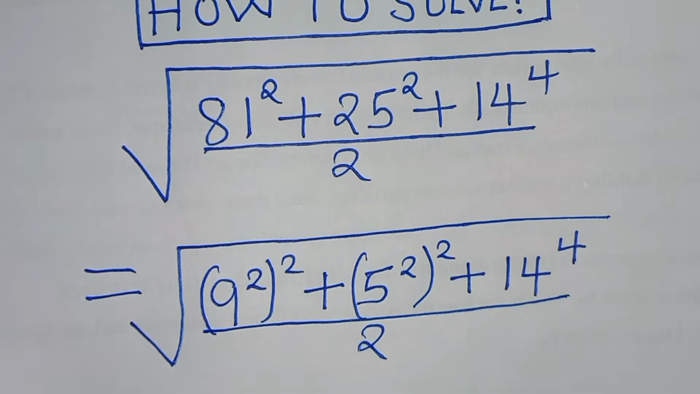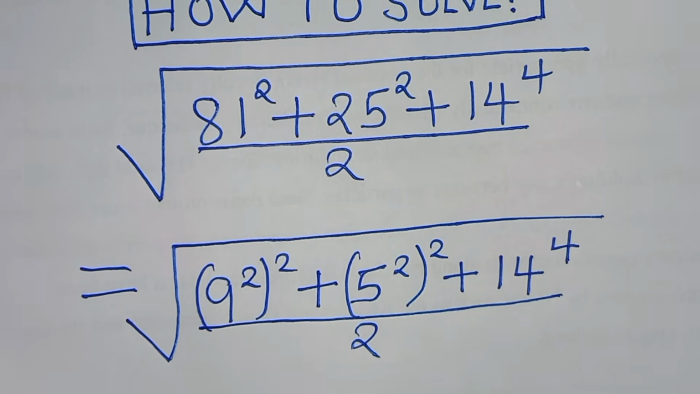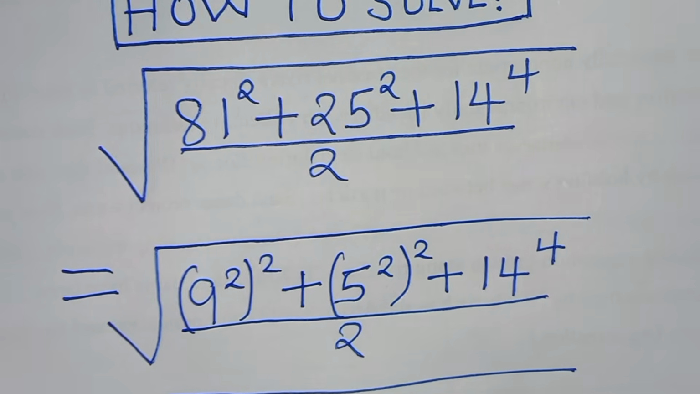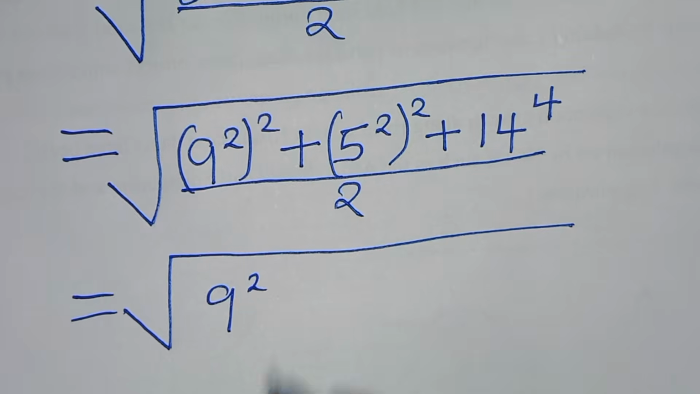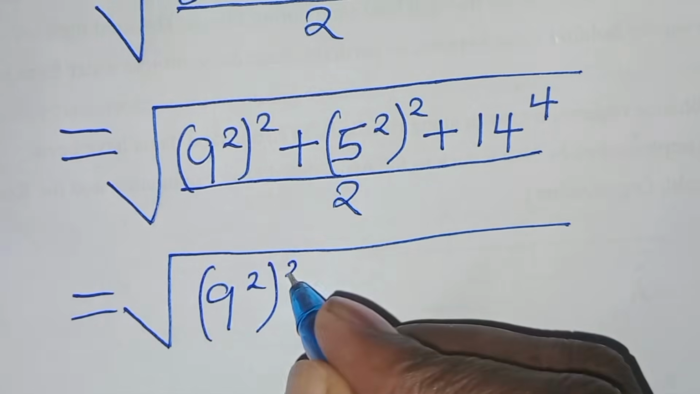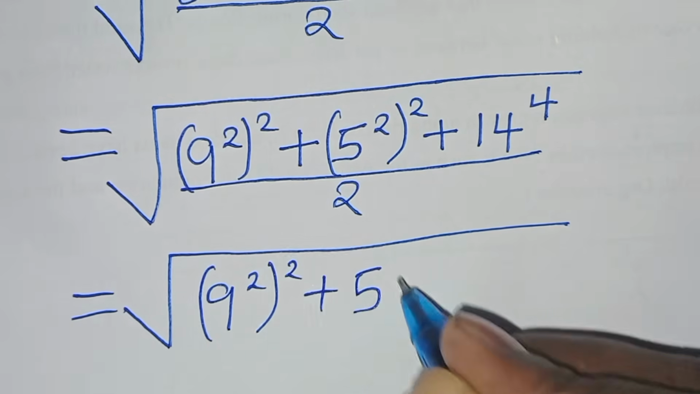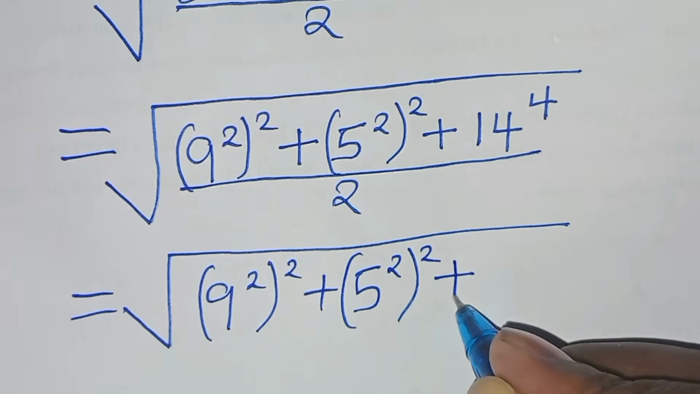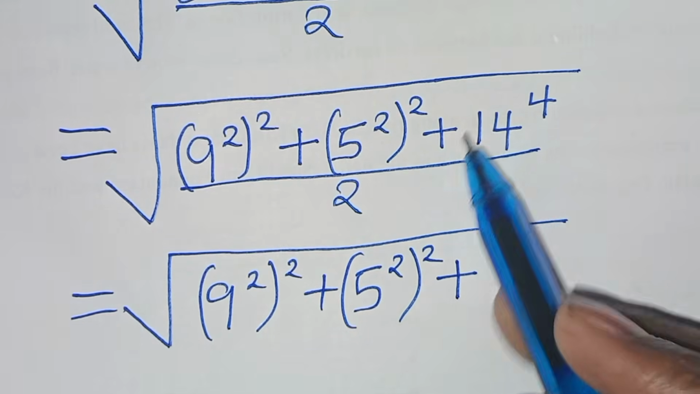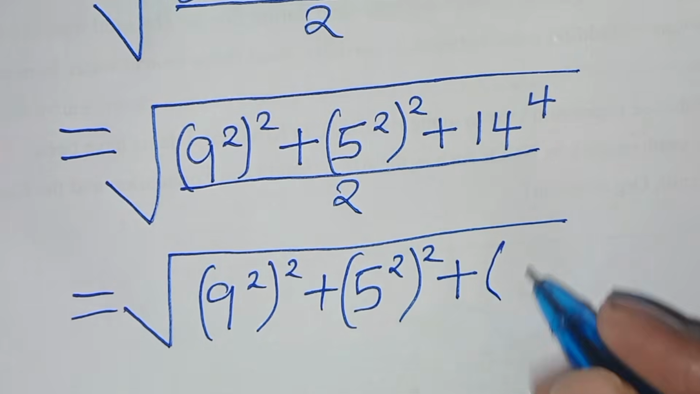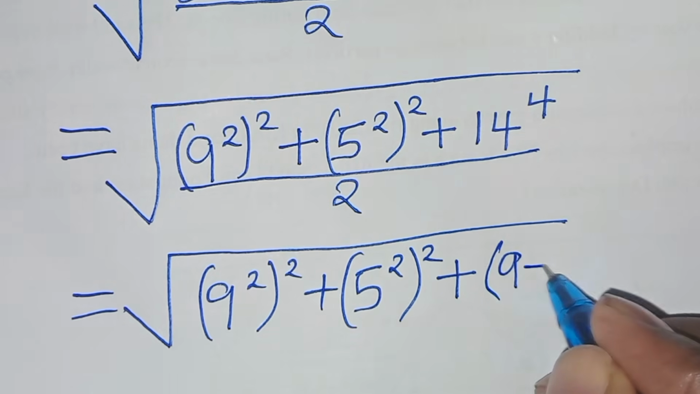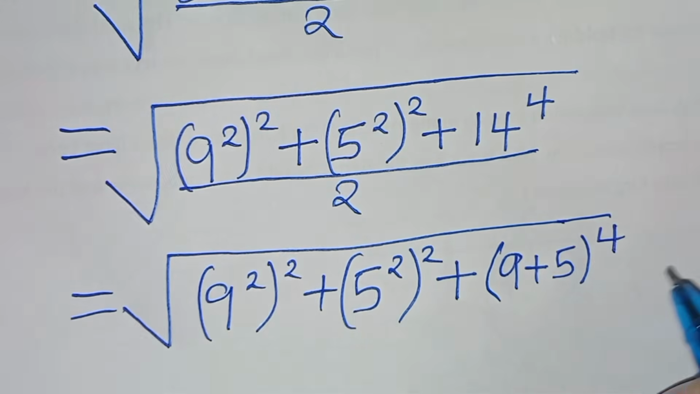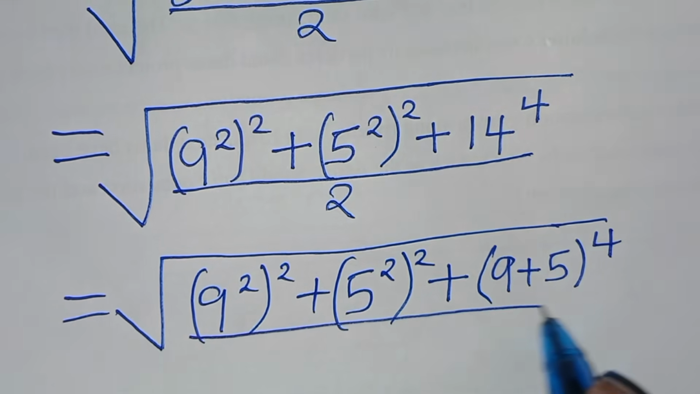Now the next step here, we have square root of 9 to power 2 raised to power 2, then plus 5 to power 2 raised to power 2, then plus, we can express 14 as, this is the same thing as 9 plus 5, all this raised to power 4 divided by 2.